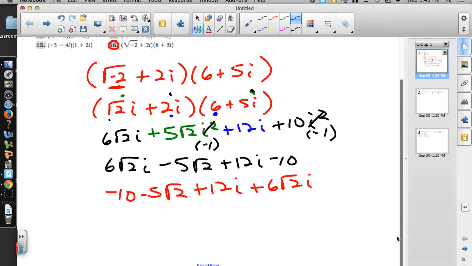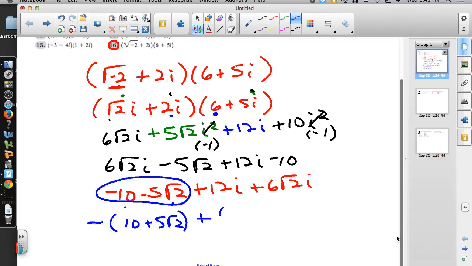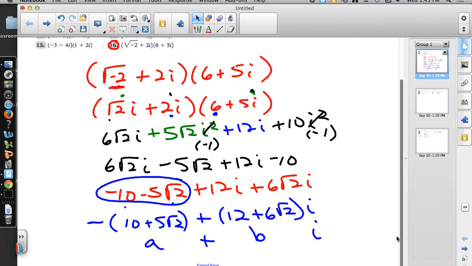So I look at this, and the real part, we could actually just leave it like that. I know the book took a negative out of there, but we could certainly leave that -10 minus 5 square roots of 2. You just want to put parentheses around it so that you can see, hey, that's my a portion, my real portion. And then in the back, we have two things that have an i in them, and that's the 12 and 6 square roots of 2. But you can see now, this is our a, this is our b, and this is our i. And that finishes that problem up.